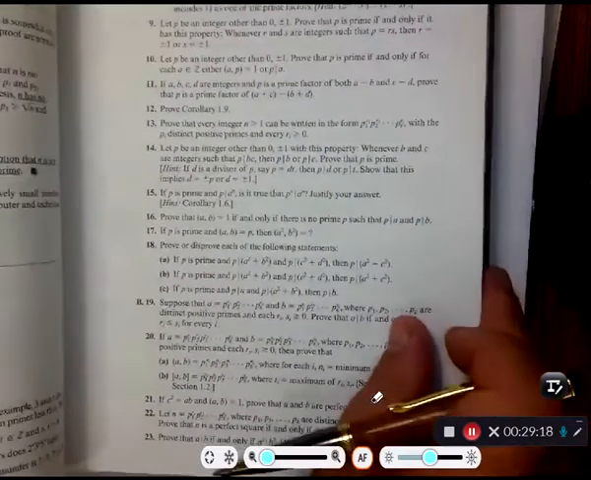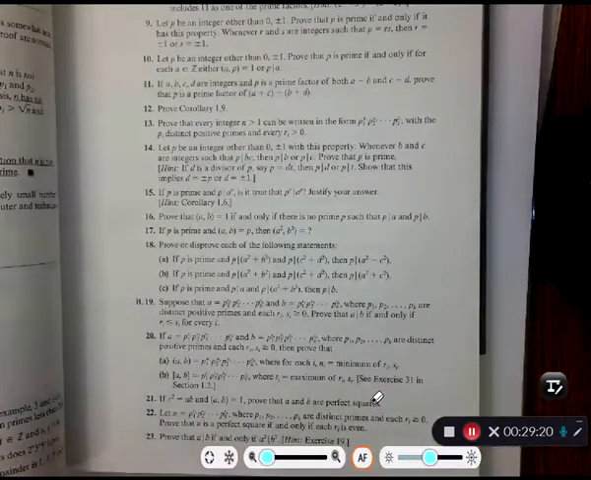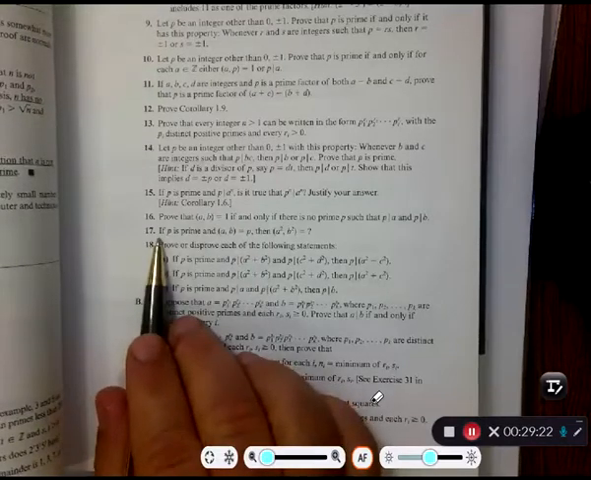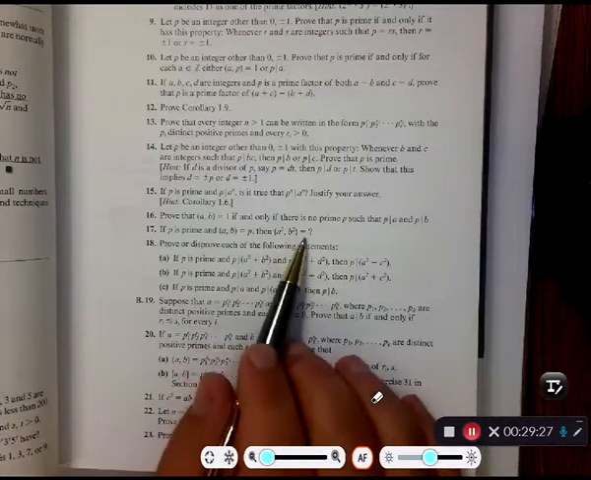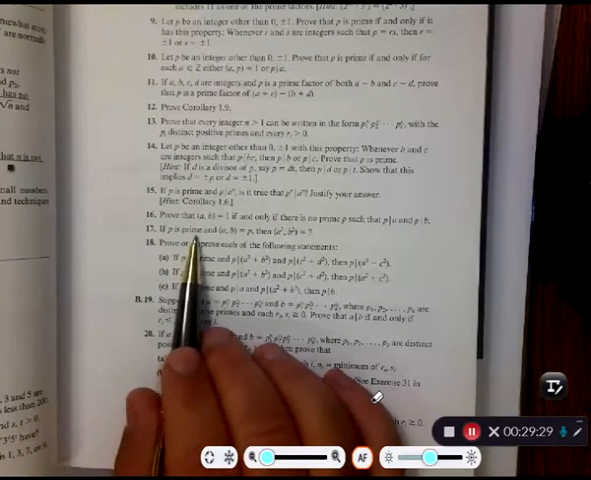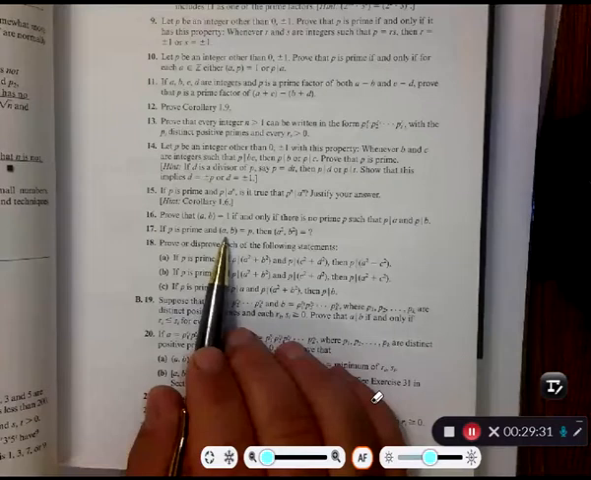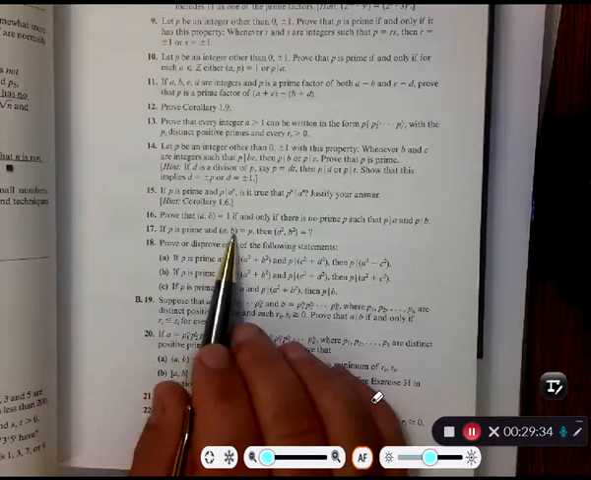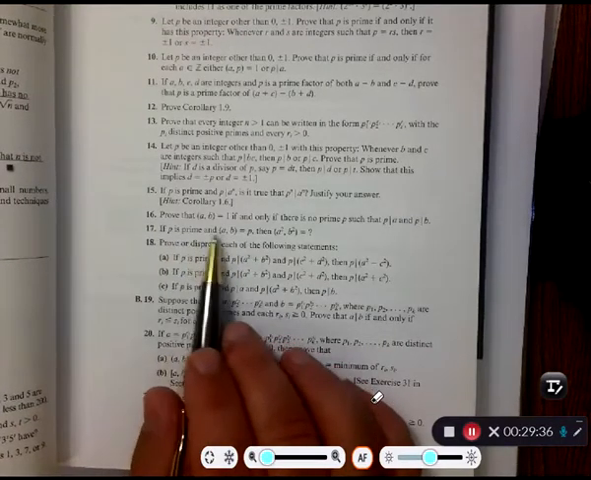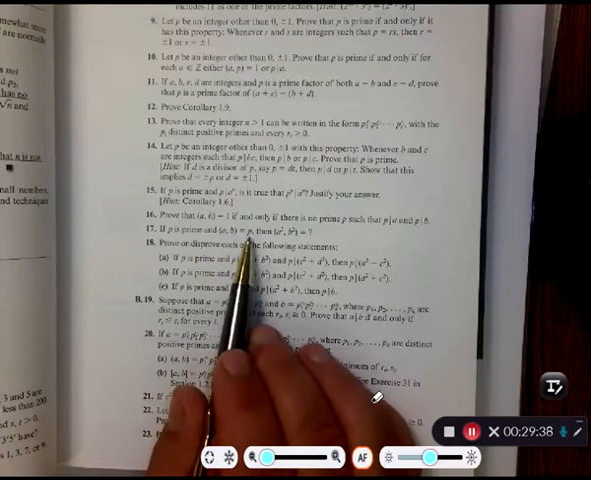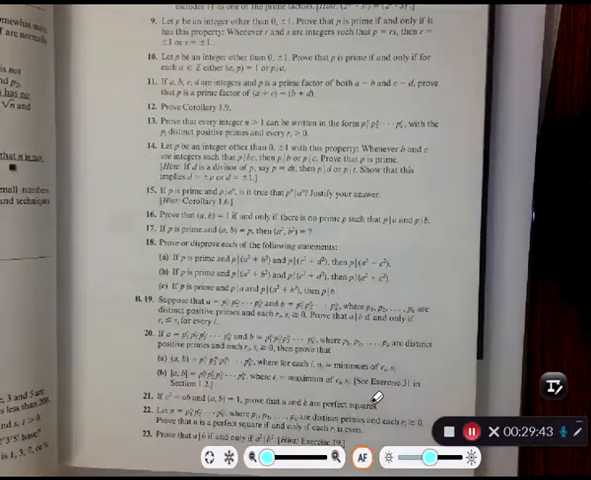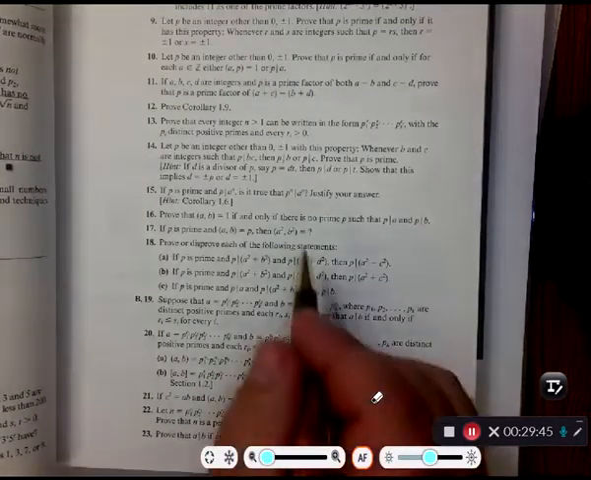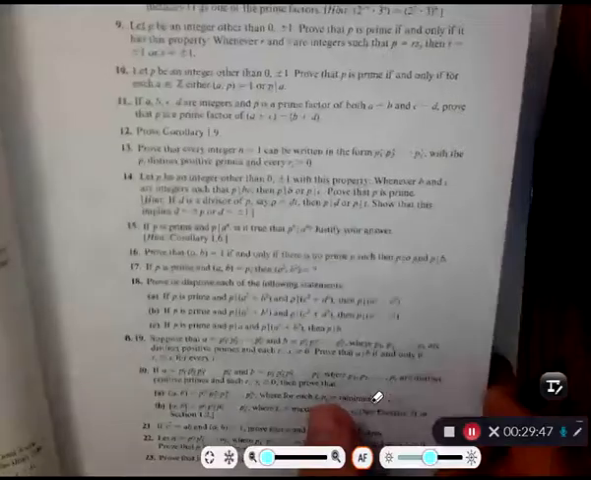The first one I'm going to do is problem number 17, and this is not really a proof. This one is a question. If P is prime, and remember this is Dr. Hungerford's book, that little ordered pair means GCD. So if P is prime and the GCD of A and B is P, then what do you think the GCD of A squared and B squared is going to be? Basically you're filling in the blank here, so this is not a proof.